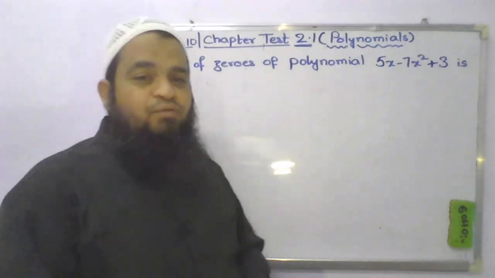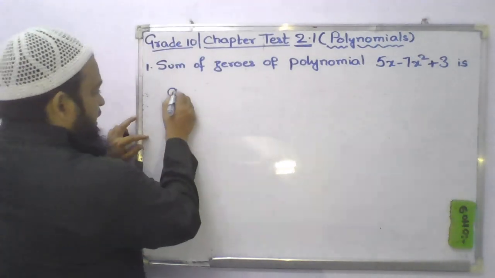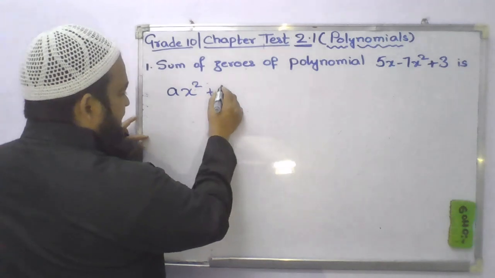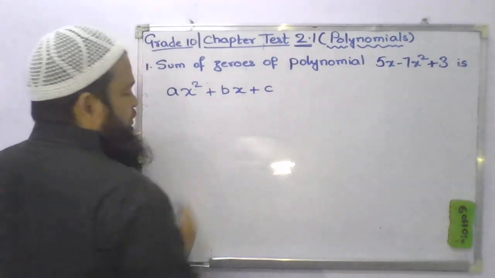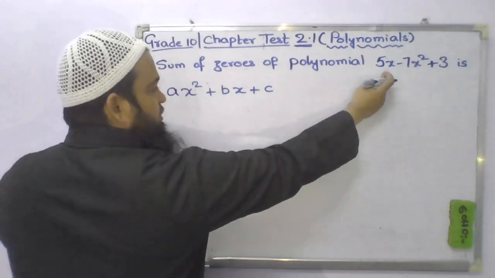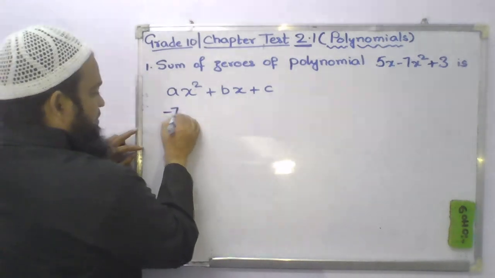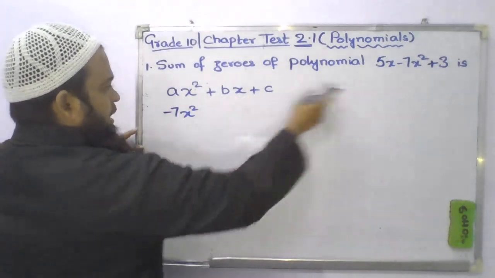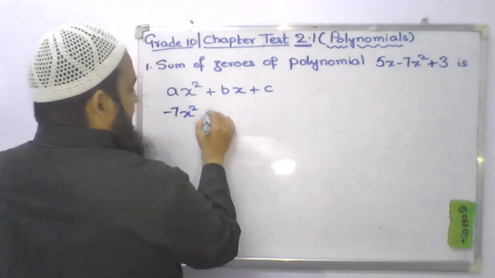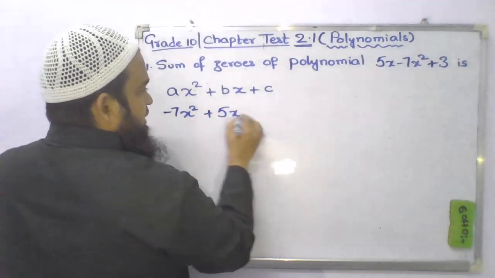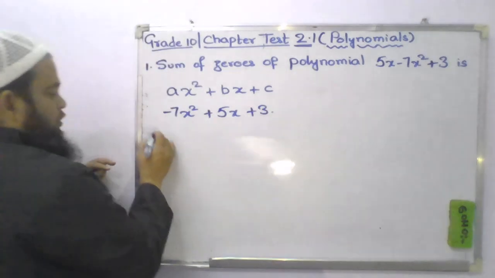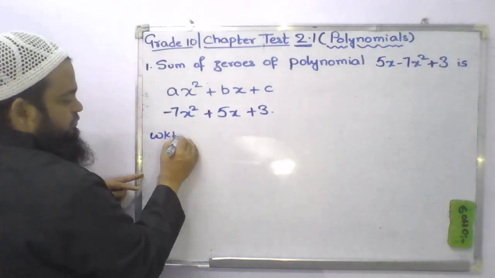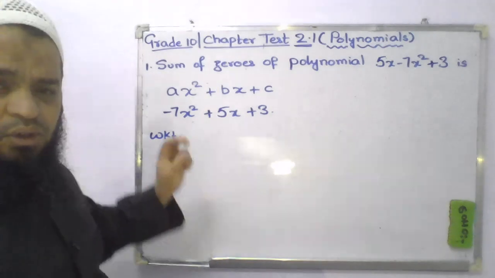What is the standard form of a polynomial, my dear students? It is ax square plus bx plus c. Do you have x square first here? No. So let us write minus 7x square. And what is the sign of 5? Plus. So plus 5x. And what is in place of c? 3. Now if it is given for 2 marks, then write the steps.